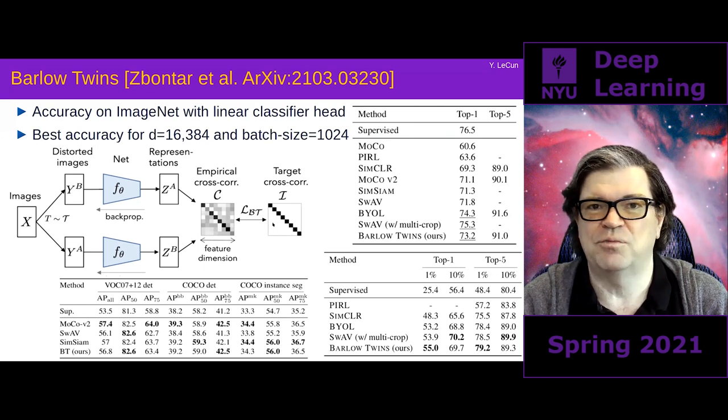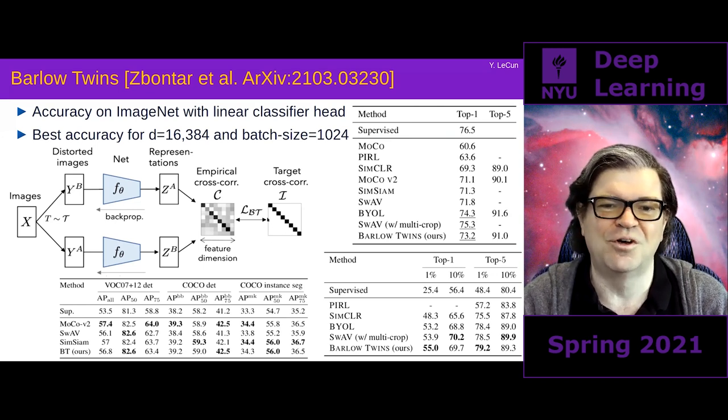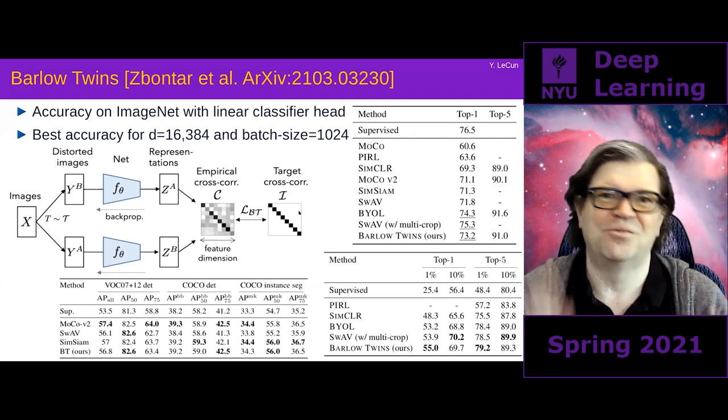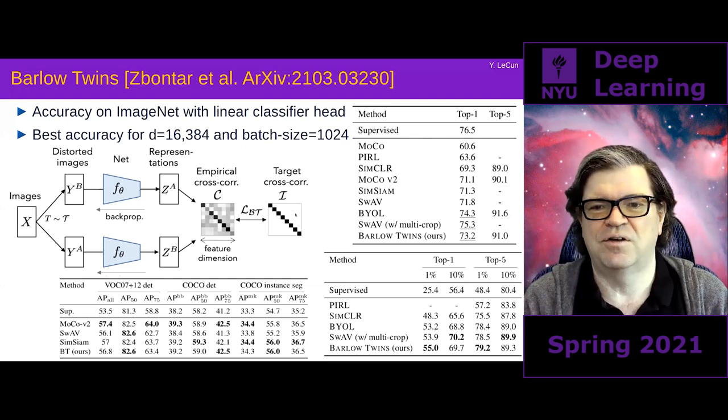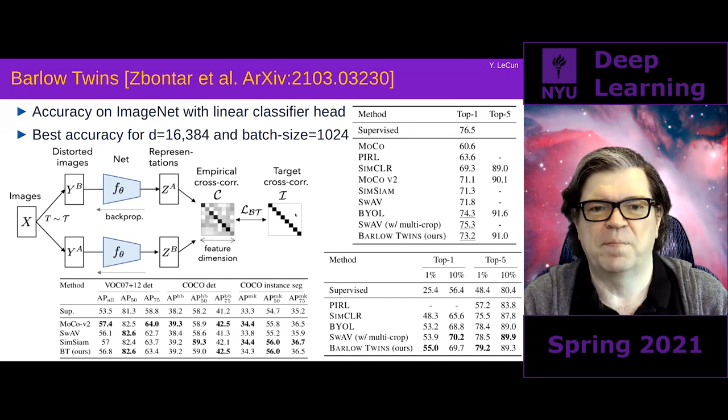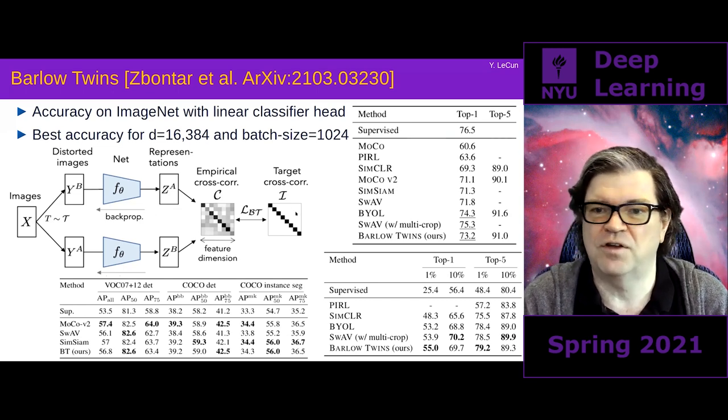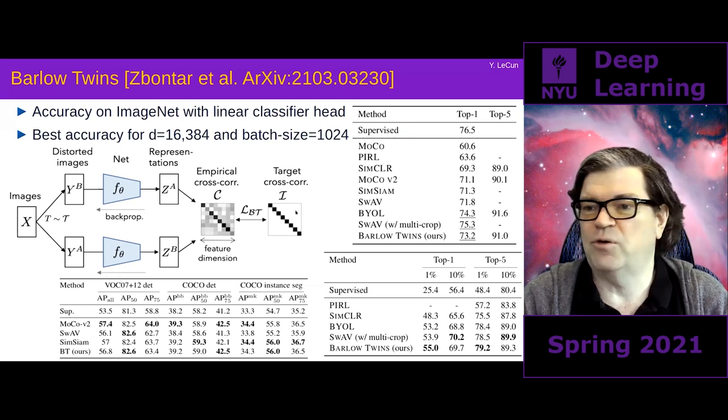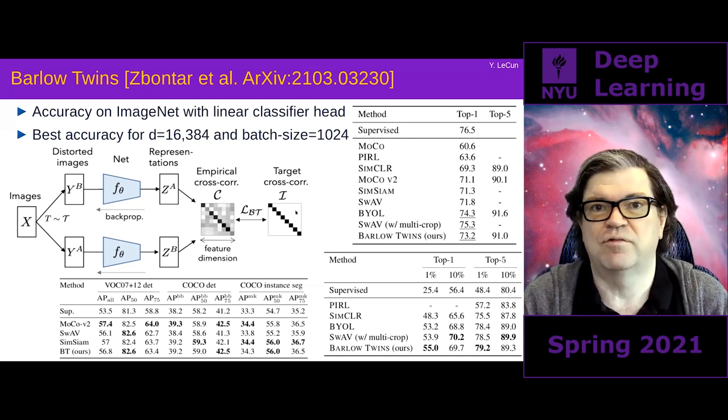It doesn't collapse. There's no negative samples, although you could think of the off-diagonal terms as some sort of weird way of doing negative samples, but it's over the dimension of the representation, not over the dimension of a batch or a training set. And this works really well. It works basically just as well as SwAV, more or less.